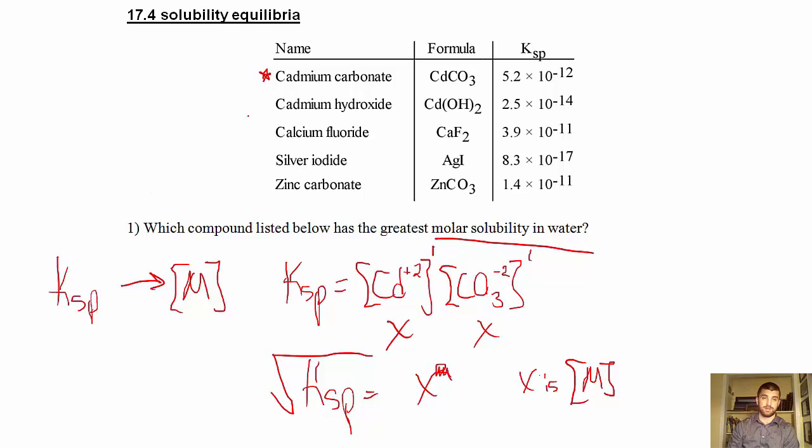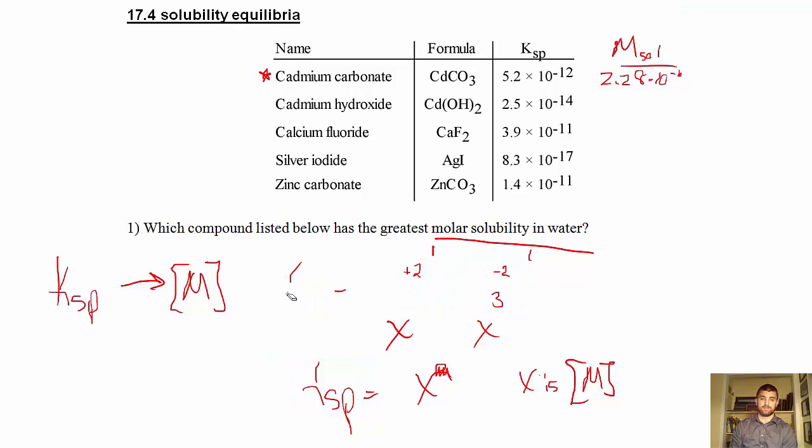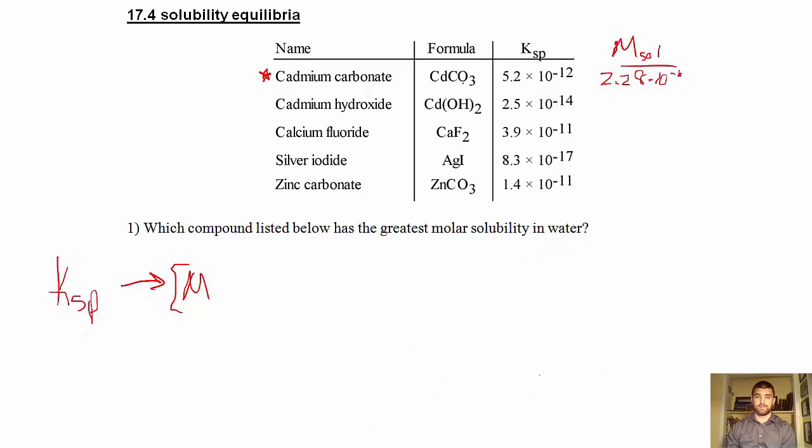Now for this one, cadmium carbonate, I'm going to make another chart here. I did that, and for that one I got 2.28 times 10 to the minus 6. Now the next one is a little different, and it's a little different because of how many ions it breaks up into. It's not 1 and 1, it's 1 and 2.